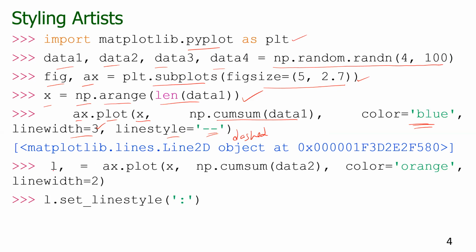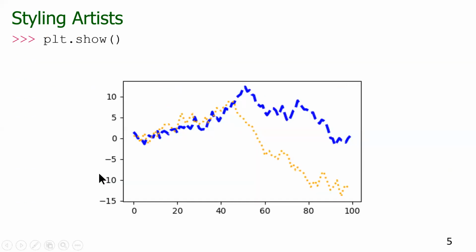Then the second plot, we define it as l, ax.plot with x and the cumulative sum of data2. Its color is orange, line width 2, and line style is not defined here. Then we set the line style separately to colon, which gives the dotted graph, using l.set_linestyle. This is the second plot. Now let us see the output of this program by using plt.show.